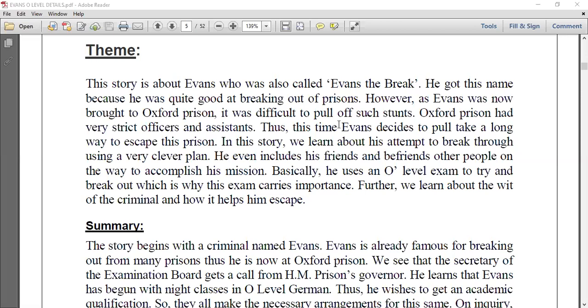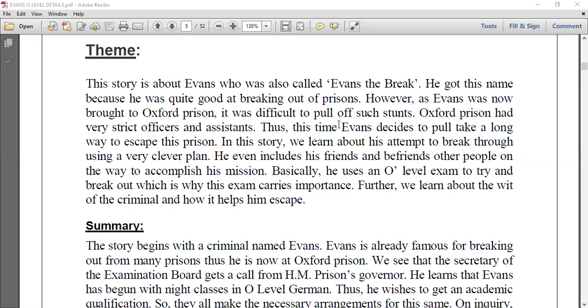Basically, he uses an O-level exam to try and break out, which is why this exam carries importance. Further, we learn about the wit of the criminal. Underline the word. You know what is the meaning? Wit: knowledge, intellectuality, right? We learn about the wit of the criminal and how it helps him escape. Witty expressions, some humorous things, we can also take there.